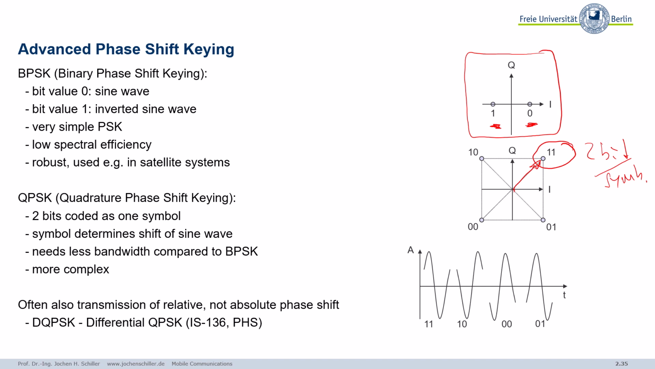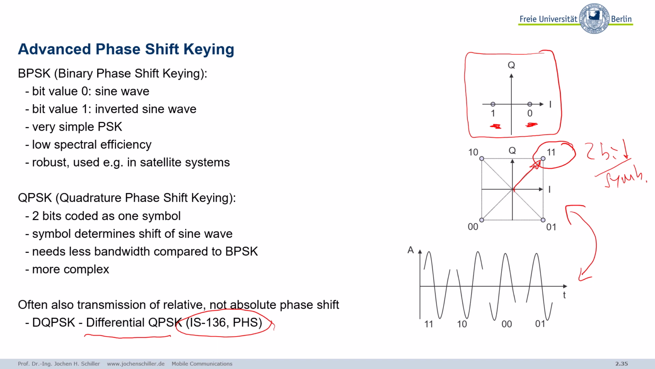If you're interested in this, DQPSK is one example used in the personal handyphone system and IS-136. So also classical second generation systems. So that's the basic idea, and remember those 2 figures are basically the same, just one is in the time domain, the other is this constellation diagram.